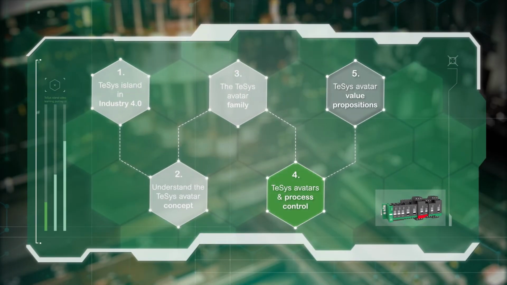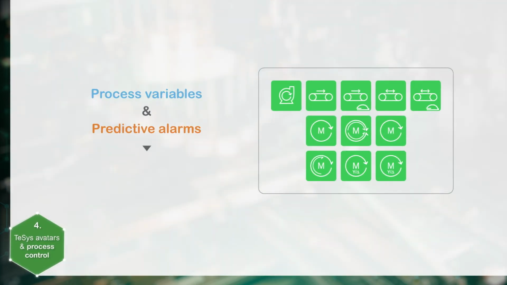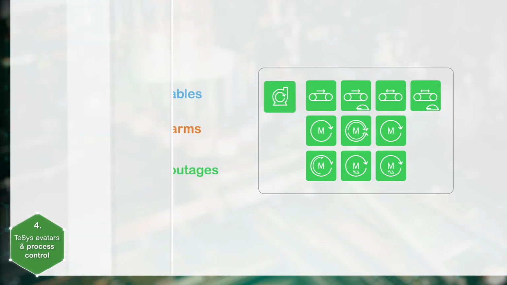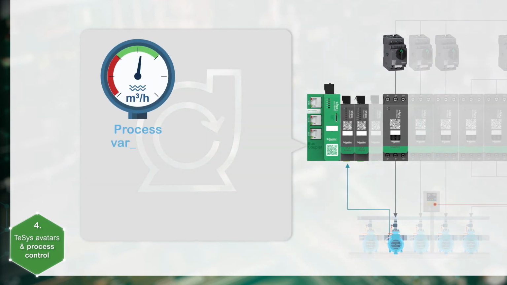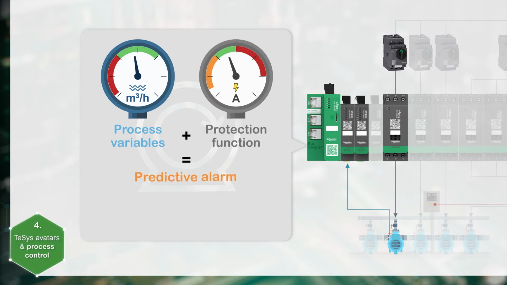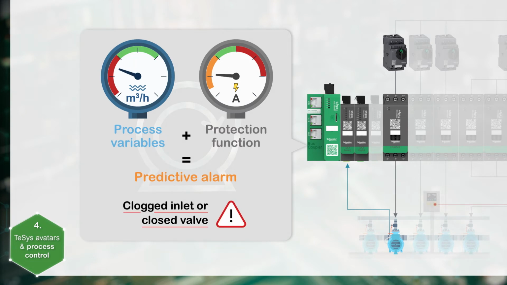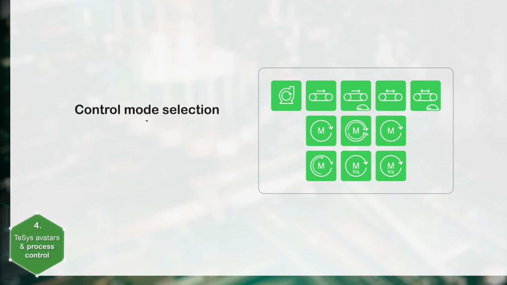Now let's focus on TeSys Avatars and process control. Process variables and predictive alarms contribute to avoid machine outage. For example, here for the pump avatar, we define the analog value from a flow meter as a process variable input. Combined with 2 protection functions, we define 2 predictive alarms: clogged inlet or closed valve in case of low flow and undercurrent, closed discharge valve or cavitation in case of low flow and overcurrent. These avatars also feature control mode selection in order to minimize downtime.